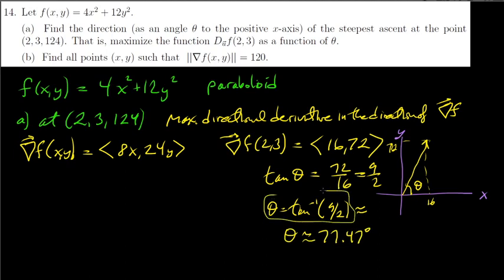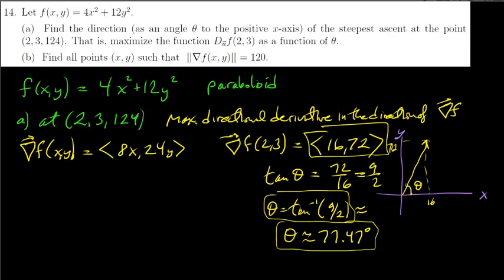Okay, so there's the exact, that's the arctangent of 9 over 2, and there's the approximate. And so that's it, right? Find the direction as an angle. If they want the direction as a vector, you can leave it like this. But because they want the angle here, you got to use the tangent function, right?